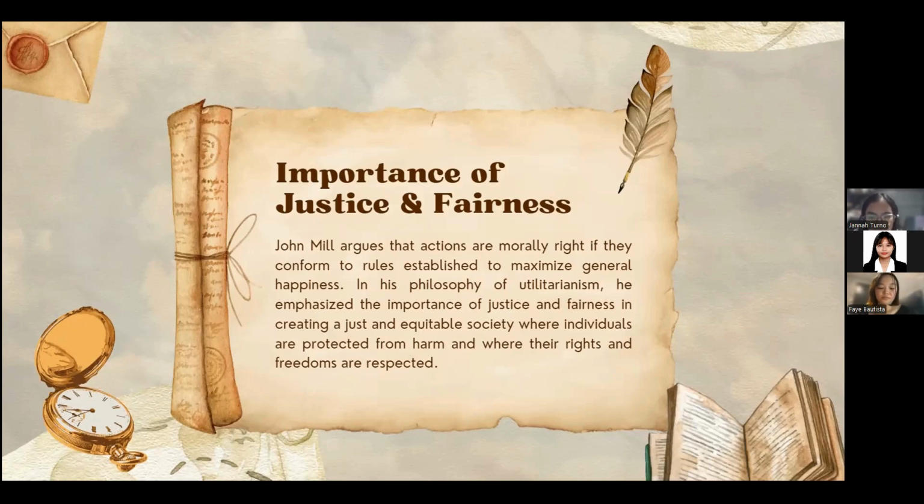Mill also highlighted the significance of justice and fairness in the functioning of government and law enforcement. He believed that laws and institutions should be based on principles of justice and fairness. He ensures that law is applied equally to all individuals, regardless of their social status or influence. And by upholding just and fair principles, we create a society where individuals are protected from harm and where their rights and freedoms are respected. This leads to a harmonious and flourishing society.